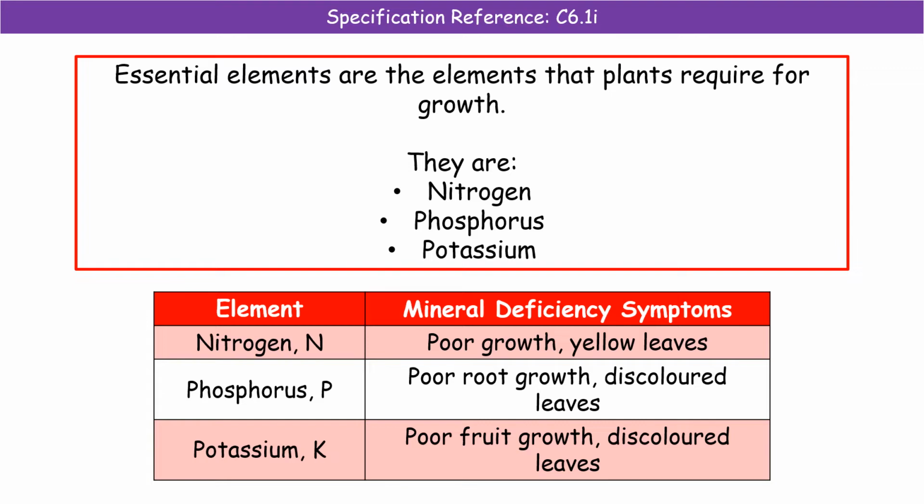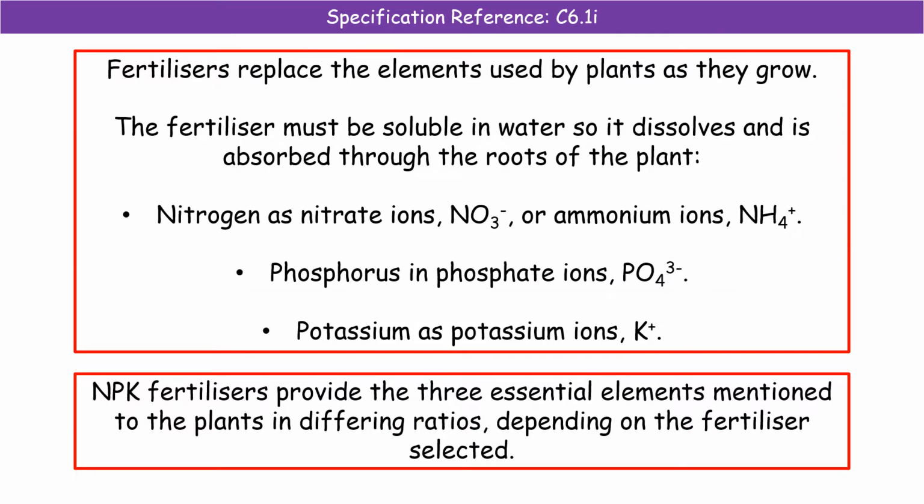So a lack of nitrogen means it's going to have yellow leaves and it doesn't grow very well. Lack of phosphorus, poor root growth and discoloured leaves, and a lack of potassium, discoloured leaves and poor fruit growth. Obviously, if we've identified that the crops we're trying to grow have a lack of one of these particular minerals, we need to do something to replace it. And what we do is use a fertilizer.